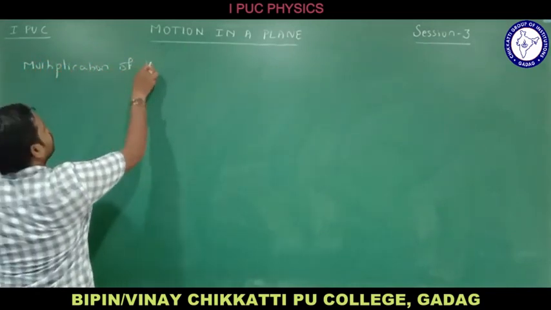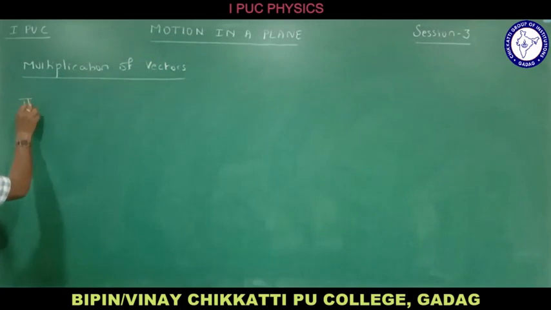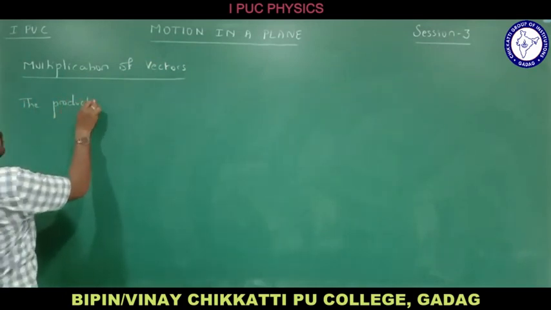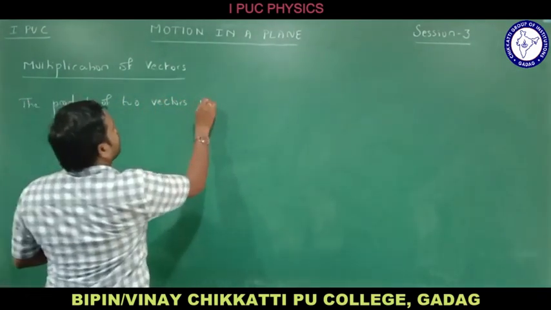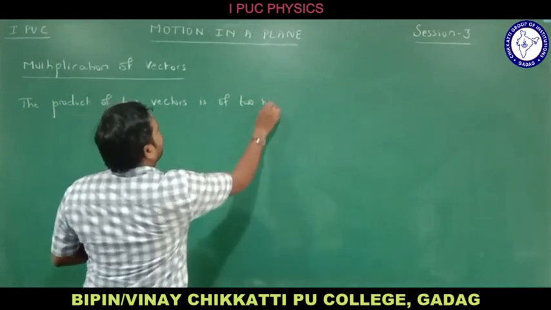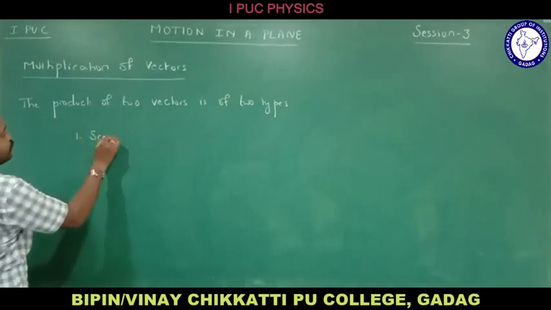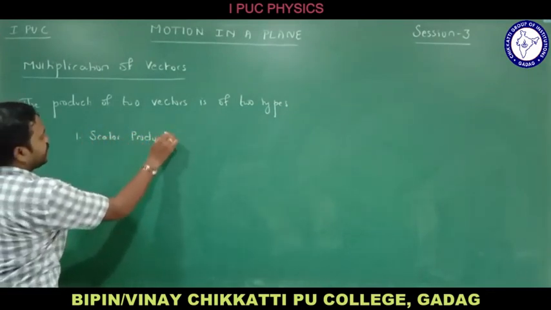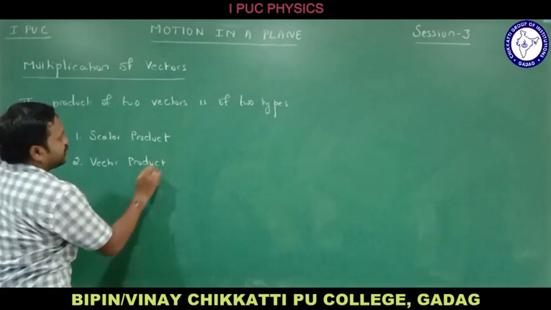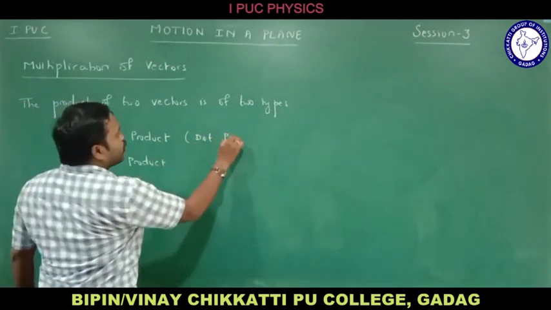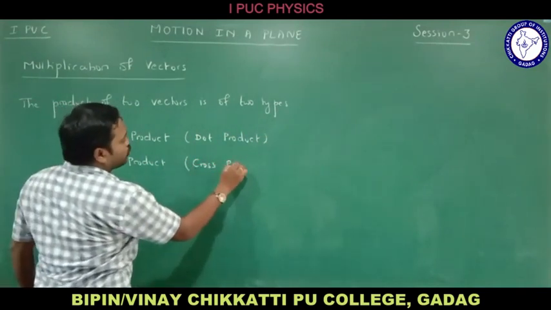Multiplication of vectors. How to multiply the vectors. The product of two vectors is of two types. The first one is scalar product and the second one is vector product. Scalar product is also called dot product. Vector product is also called cross product.